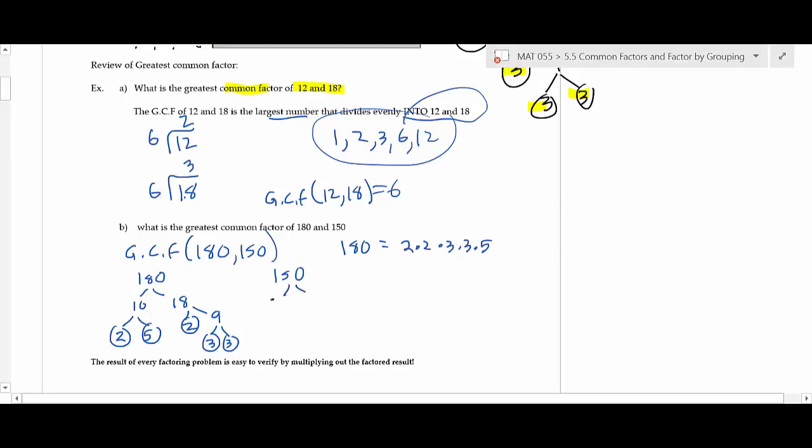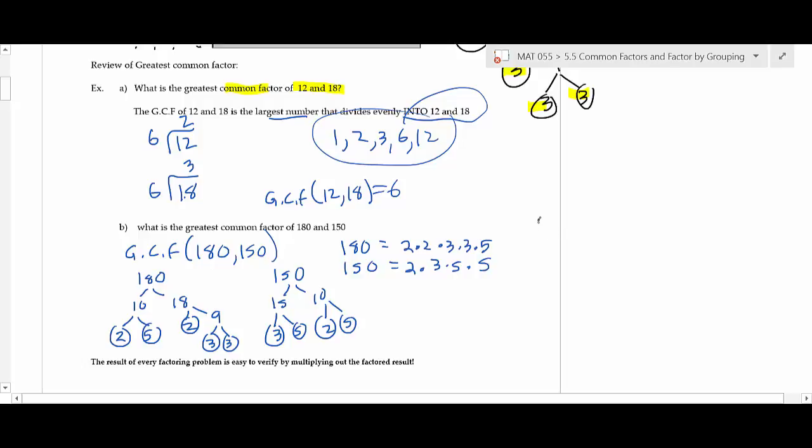Okay, 150, why don't we do 15 and 10? Let's see what we get. Now 15, what are you going to use? 3 and 5. 10, what are you going to use? 2 and 5, and that's it. That's as far as you can take that. So you would end up having 150 equals 2 times 3 times 5 times 5. I'm just writing them in order because it's easier to see.